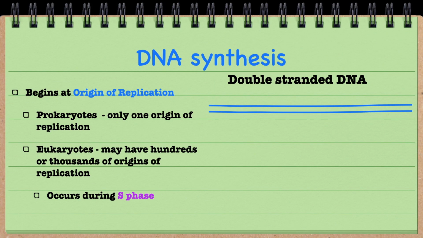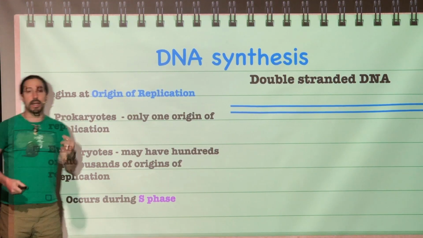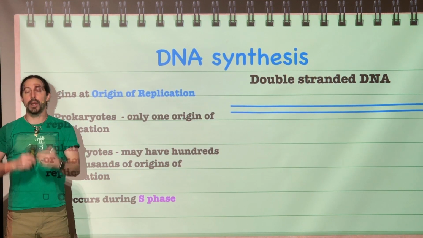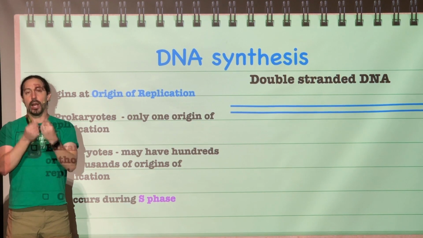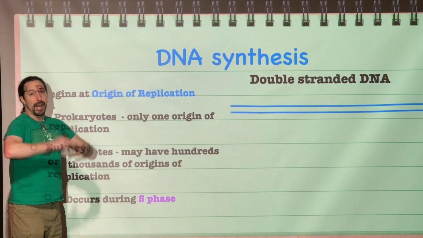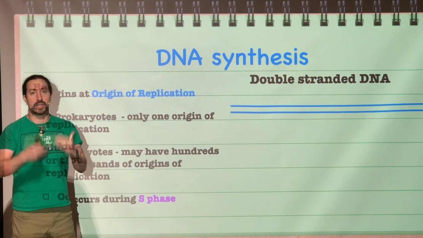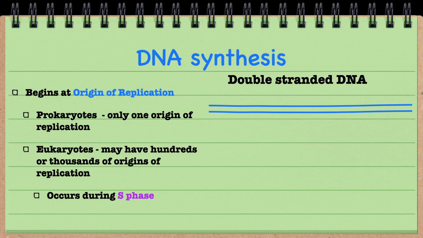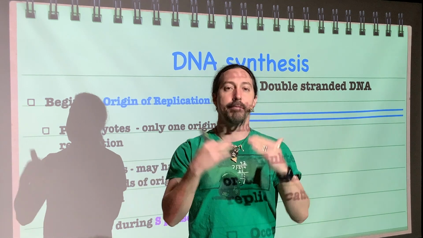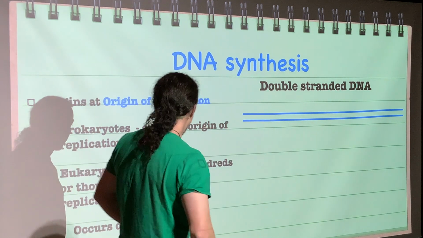So first, it all begins at this spot called the origin of replication. And for prokaryotes, they'll only have one origin of replication. They only have one chromosome, and so that one chromosome will have one origin of replication. On the other hand, eukaryotes, each chromosome can have hundreds of origins of replication. So it can be replicating in many different spots. And many of the eukaryotic cells have multiple chromosomes. So each chromosome can be replicating in many different parts of itself at one time.